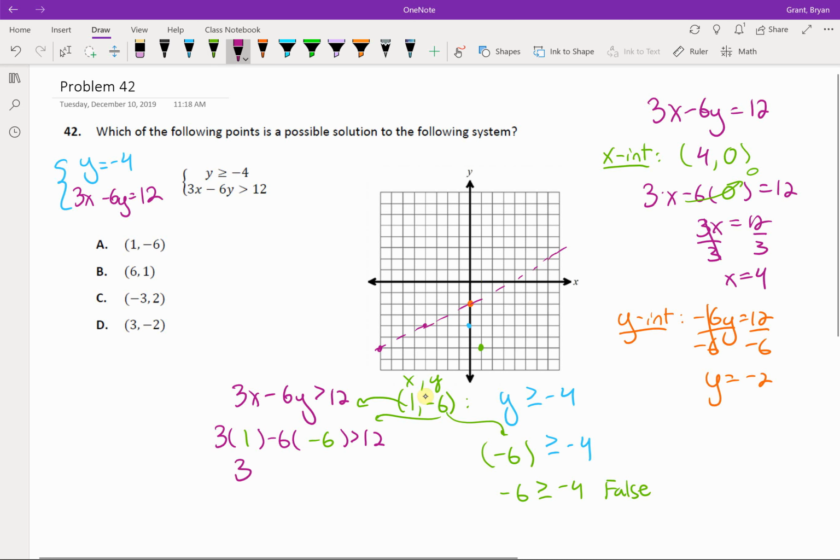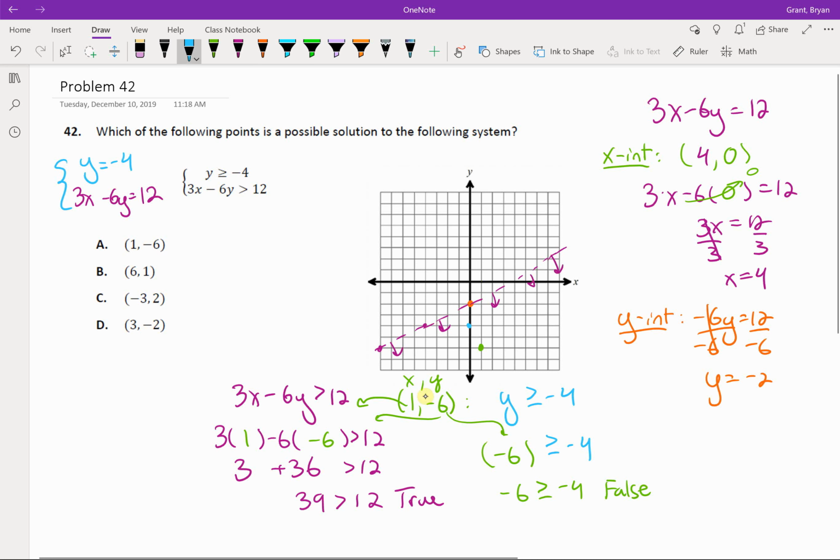This becomes 3. -6 times -6 is positive 36. Adding those gives us 39. Is 39 greater than 12? Well, yeah, actually, I think 39 is greater than 12. That's good. That means that our green point here worked for the purple line. So for my purple, I want to point arrows towards the side that has that green point.